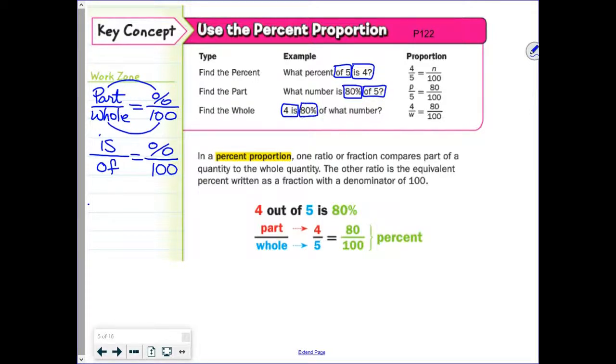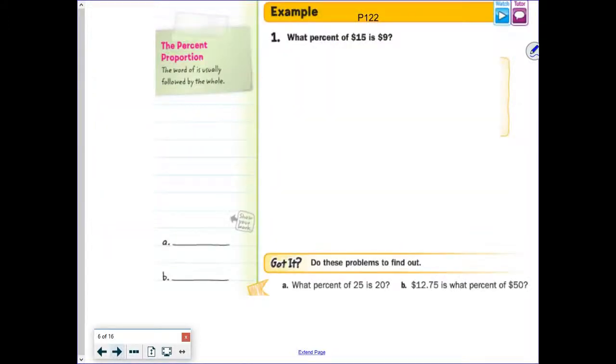So once you find the pieces that you have, then what you're left with is the one that's missing. So in this one, it's the percent. In this one, it's the part. And in this one, it is the whole. So let's take a look at the first example.